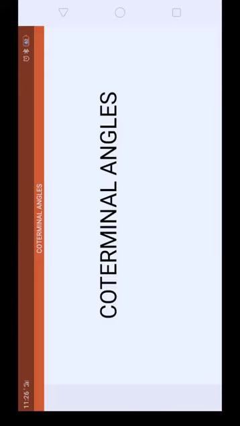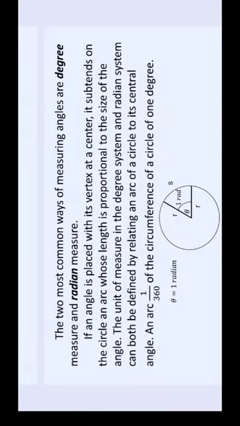Hello everyone. This time let us discuss coterminal angles. But first, let us have a review. The two most common ways of measuring angles are degree measure and radian measure.